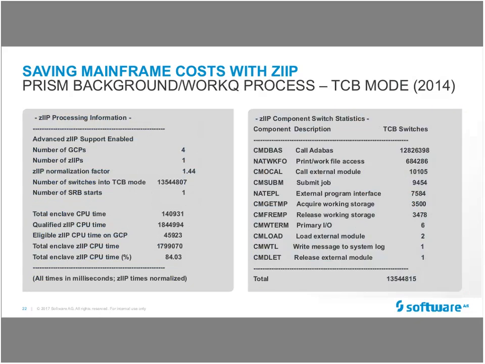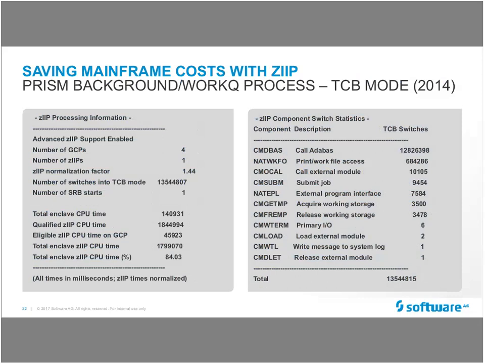And Prism, the same thing. These statistics tell you a few things. That we had 4 general purpose processors, 1 zip. That zip normalization factor is like a percentage of how fast that is compared to a regular processor. So the zip processors are faster than general processors. And let's see.